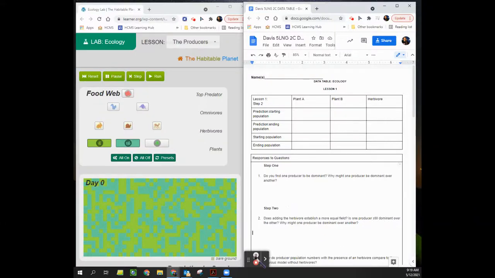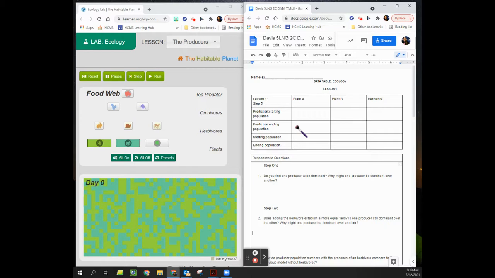All right, so here we are with our simulation, and I wanted to show you, this is the simulation here on the left. This is the data sheet you'll be using on the right, so setting up a split screen of some sort will be your best option. And if you take a look at it, you're going to make a prediction with the starting population for plant A and plant B. Then you're going to make a prediction for the ending population.